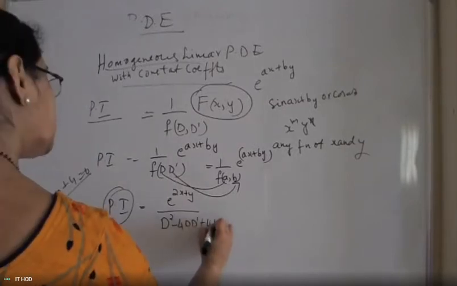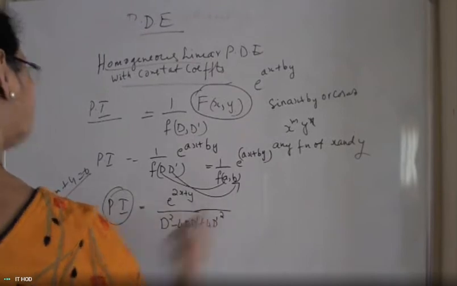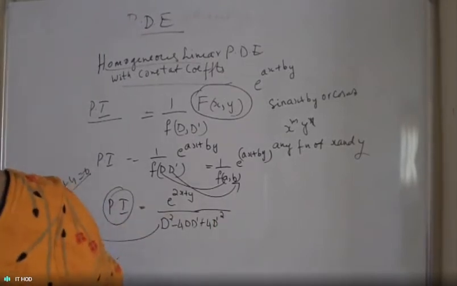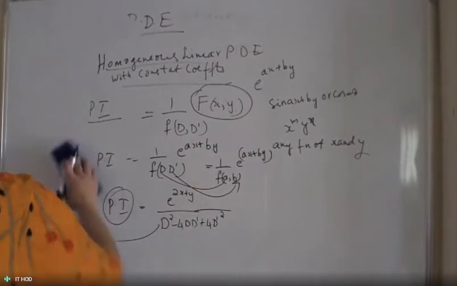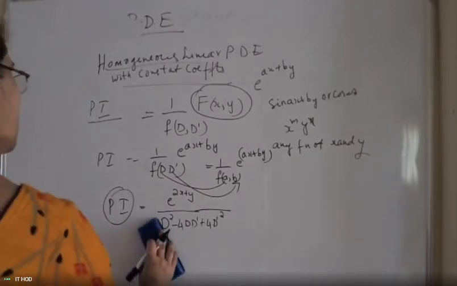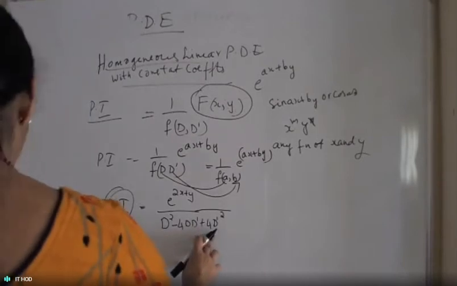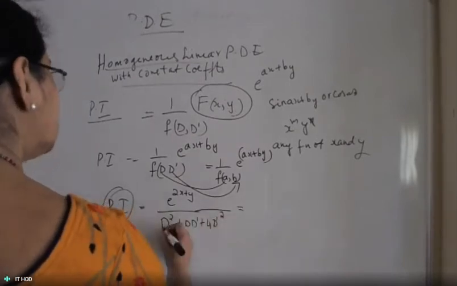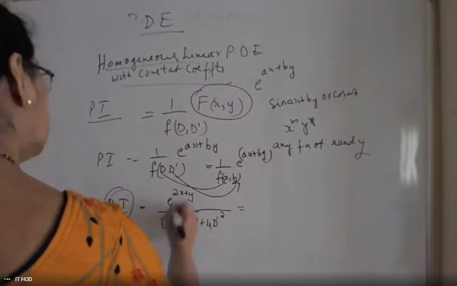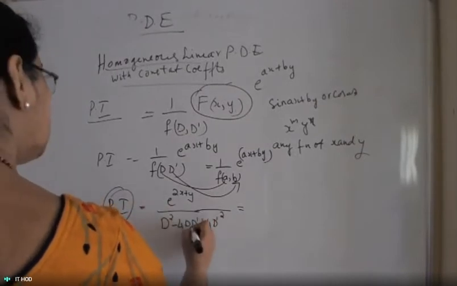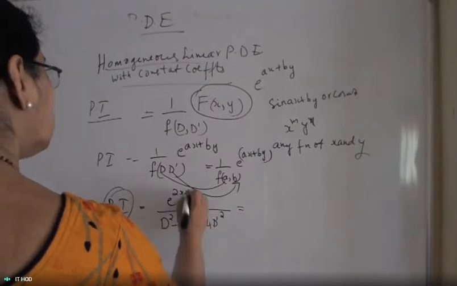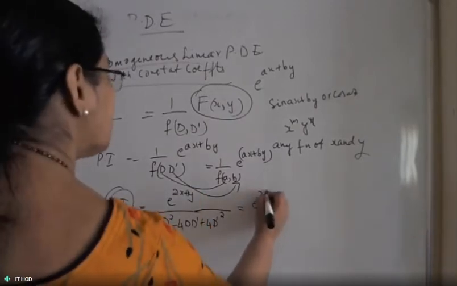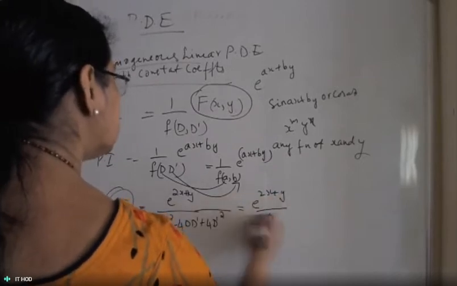4DD dash plus 4D dash square. This is the auxiliary equation for this one. From this one, you can find the root and find CF. Here, I am only talking about PA. So this is equal to, you have to change D with 2, D with 2, and D dash with 1. D dash with 1. So this becomes e raised to 2x plus y by 0.